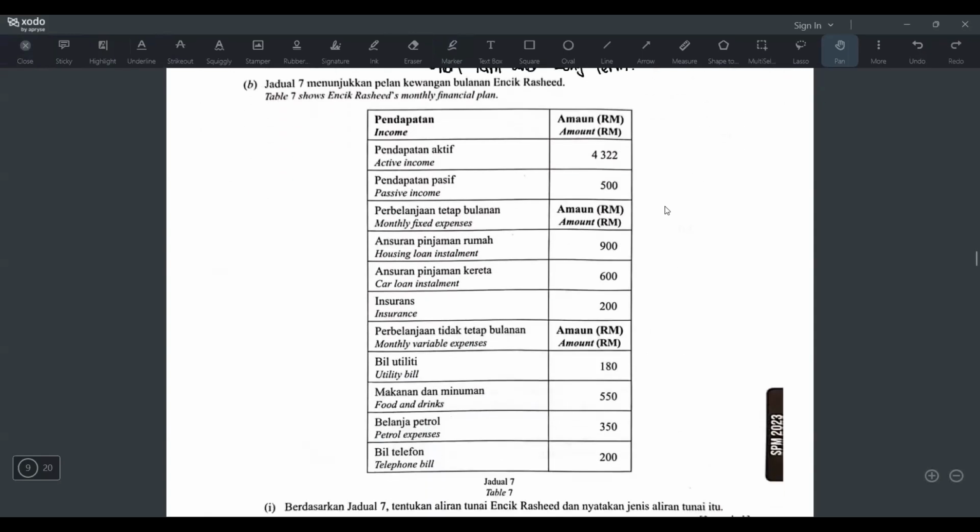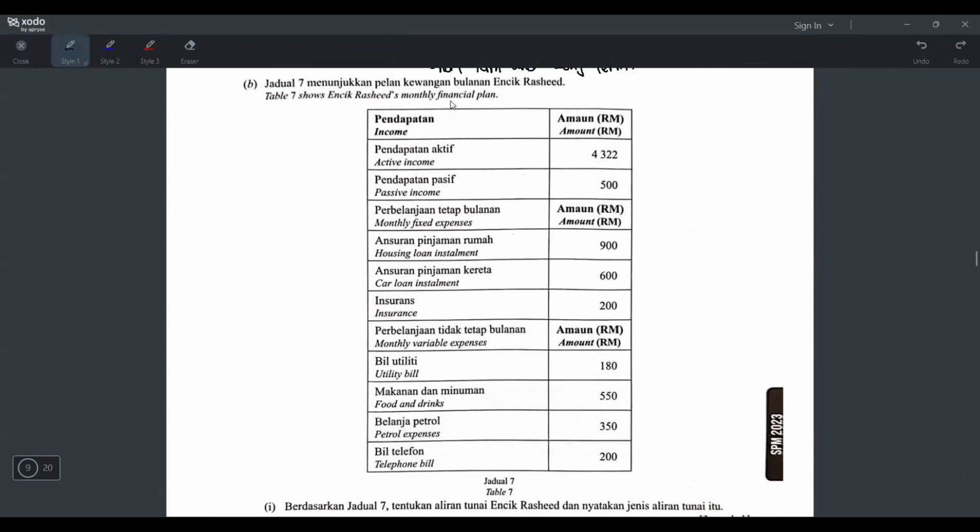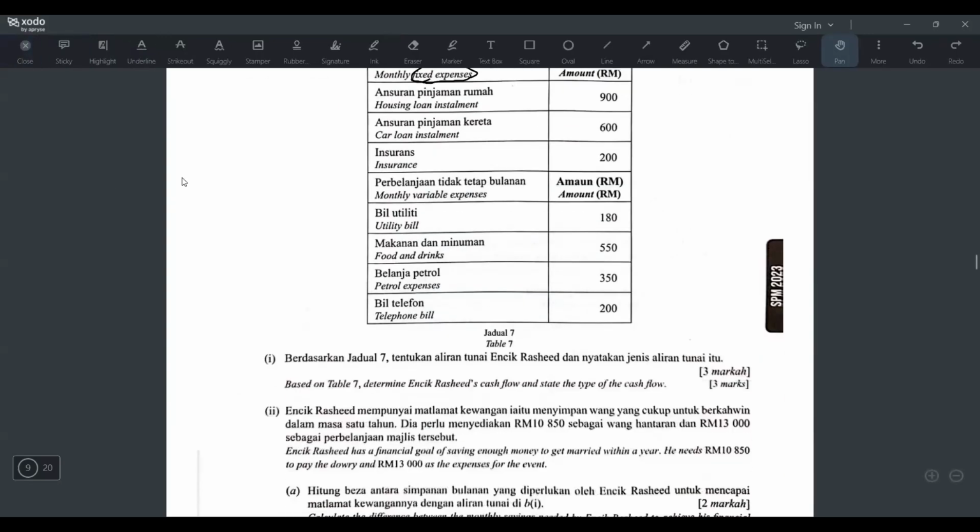Okay, so B, table 7 shows Encik Rashid monthly financial plan. So this one is for 1 month. Dia bagi active income, passive income, monthly fixed expenses, housing loan. Okay, ini semua expenses lah. Fixed expenses. This one all fixed expenses. Perbelanjaan tetap. And then monthly variable expenses, these are all perbelanjaan tak tetap. Right?